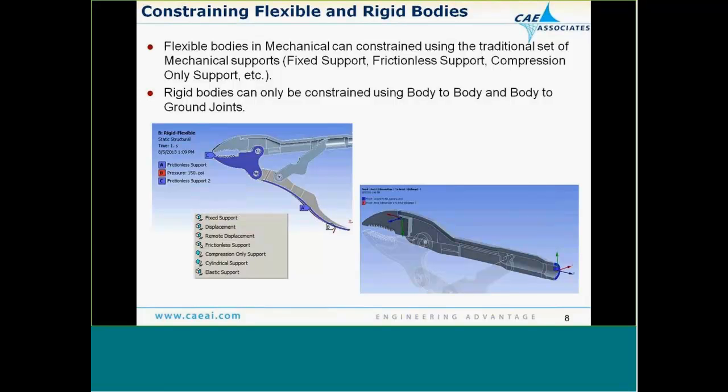They are limited to basically a joint condition that is going to constrain them either to ground or to another body. So if you try to put something like a frictionless support on a rigid body, you're going to get an error in your details menu, and the solution will give an error pop up when you try to solve, and you'll have to correct that because it's not valid for that body.